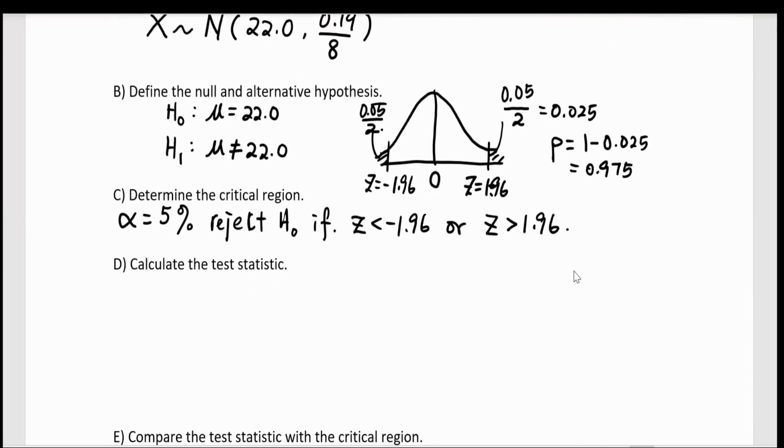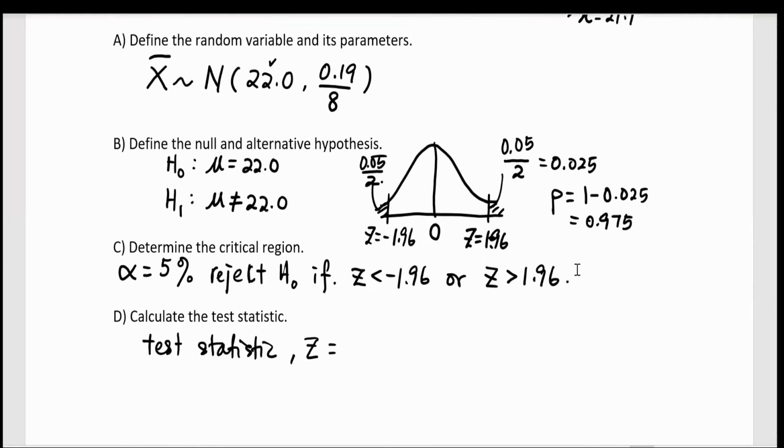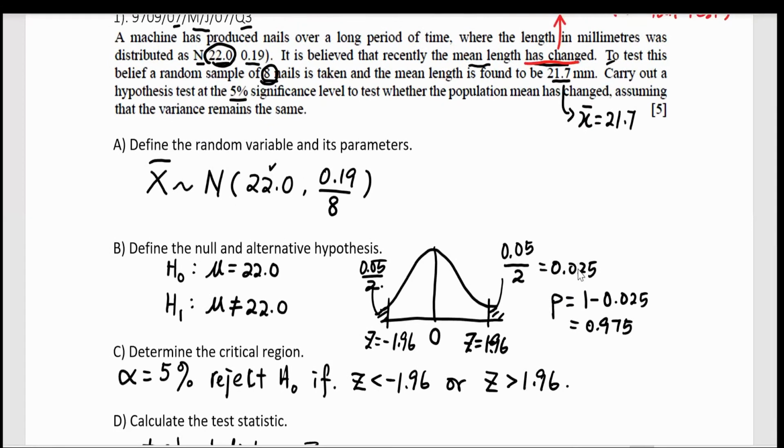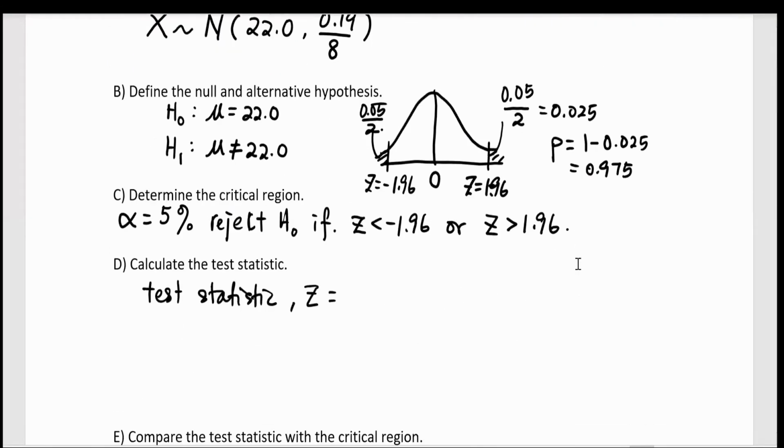We try to calculate the test statistic. The sample mean of the 8 nails is given, 21.7, minus the population mean, divided by the standard deviation. So 0.19 divided by 8 is the variance. Square root the whole thing, you get the standard deviation, and find out this value.